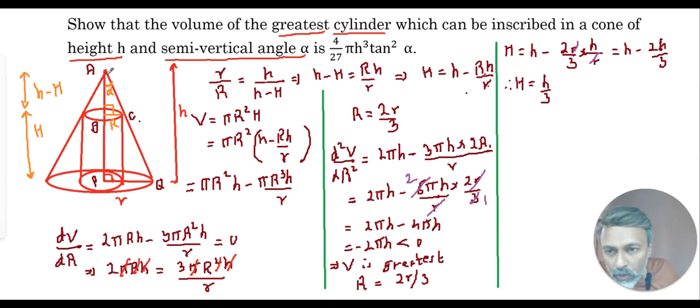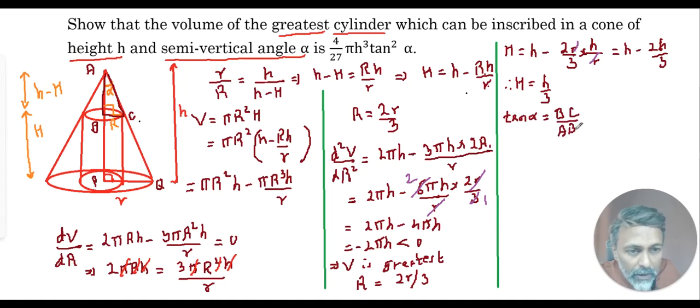Now, when you look at this triangle ABC, we can get tan alpha, because in the question we are asked to write the answer in tan alpha form. So tan alpha would be equal to BC upon AB.